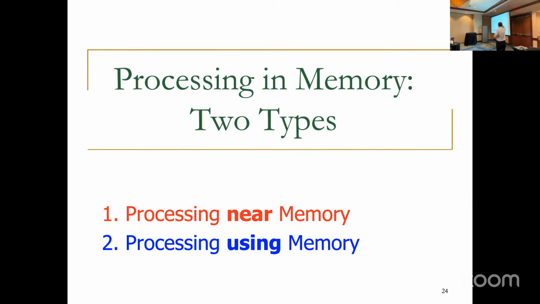Okay, now I'm going to go into a little bit more detail. In this tutorial, we're going to cover processing near memory, processing using memory. I think these are two fundamentally different ways of doing processing in memory. Processing near memory is very similar to today's systems. In fact, today's systems are an example of processing near memory, except near is a bit far.